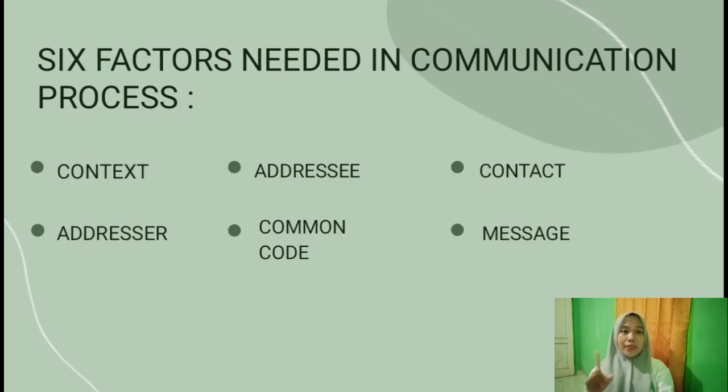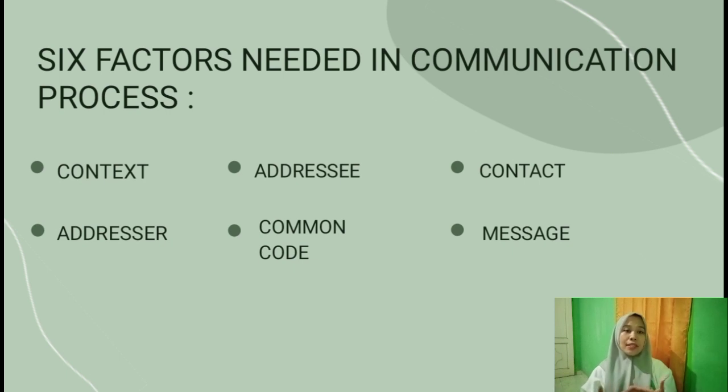The first is context. Context forms the setting or reason for the communication, for the message that will be communicated. And the second is addresser, or a sender, or a person who delivers a message to a specific audience. The third is addressee, or the receiver, or the person who receives a message from the sender. Next is the contact. This is the relationship between the sender and the receiver.